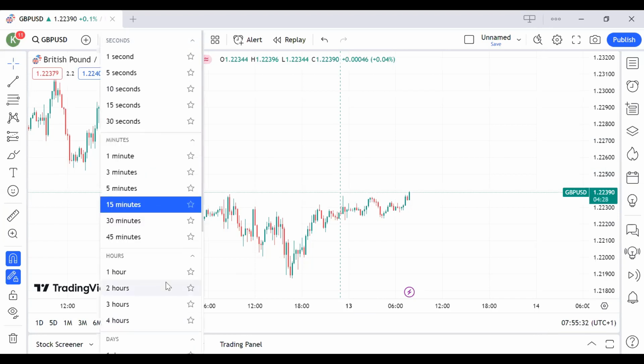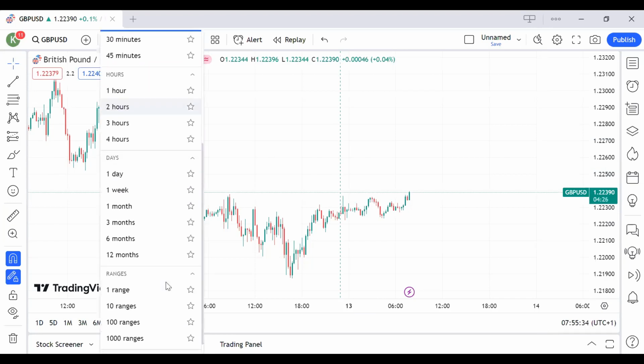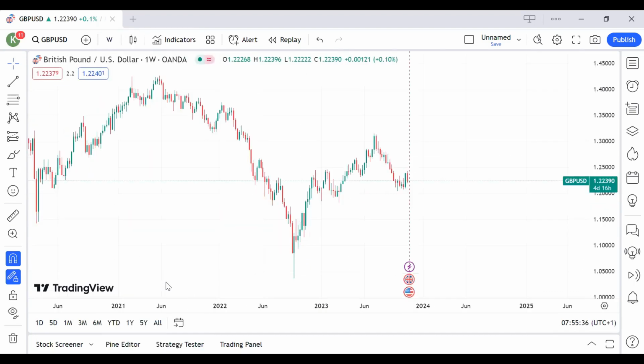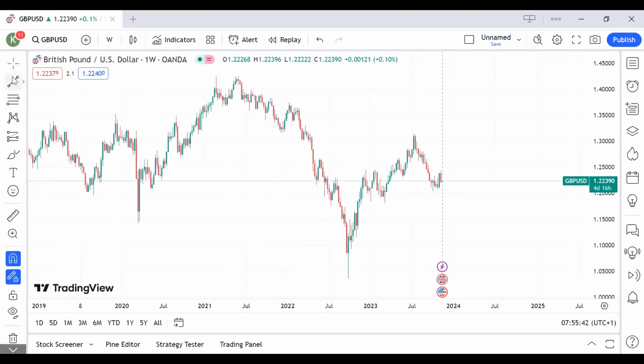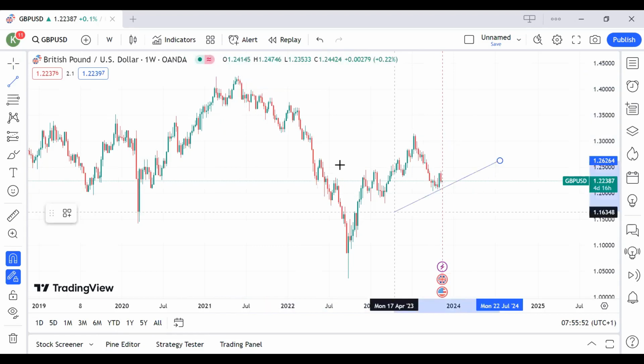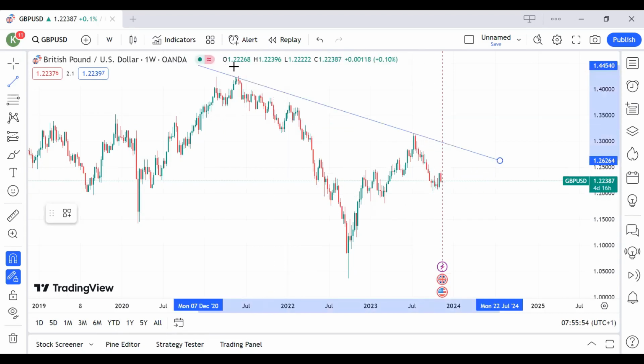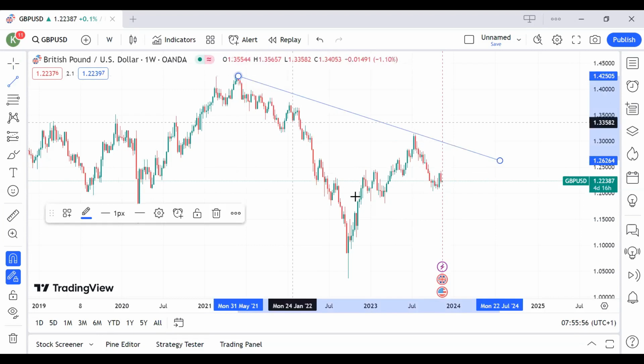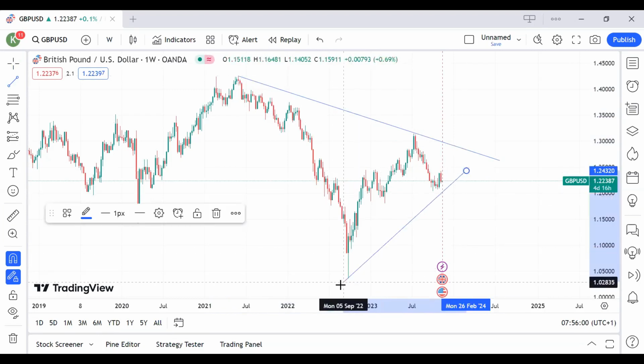First, we take our price action from the 1 week time frame, as this will guide our trading for the rest of the week. It will help our strategy to work. So we're going to look at the trend. This is a downtrend, of course. And here we have a counter trend.